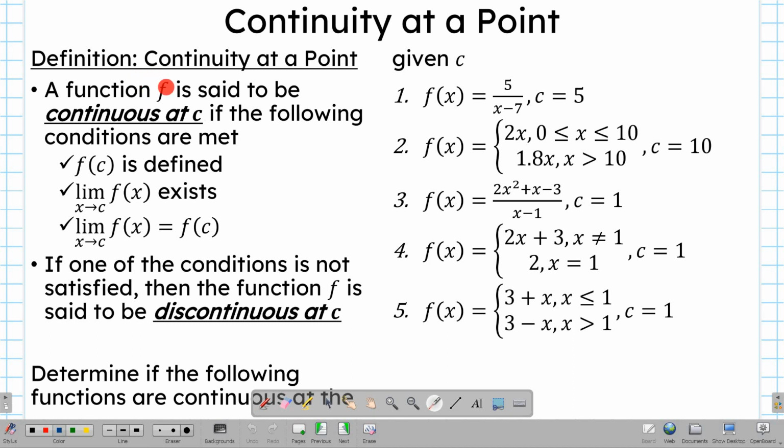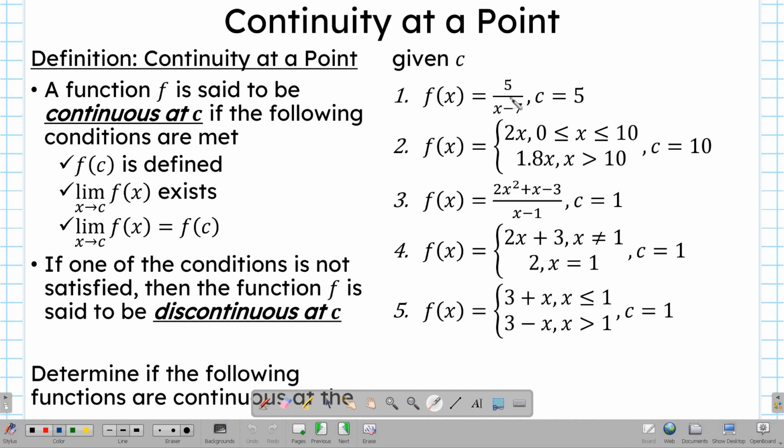A function is said to be continuous at a number c if the following conditions are met. F of c is defined, the limit of f of x as x approaches c is defined, and the limit of f of x as x approaches c is equal to f of c. If one of the conditions is not satisfied, then the function is said to be discontinuous at c.